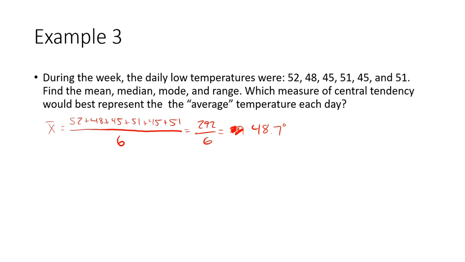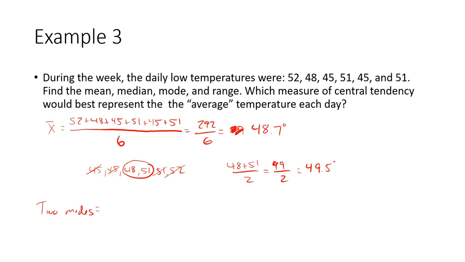The median is the number in the middle. If we list them out, we have 45, 45, 48, 51, 51, and 52. And again, because we have an even number, we're going to take the 2 numbers in the middle to find the median, add them up, and divide by 2. It gives us 99 divided by 2, which is 49.5. Now we have 2 modes, which is 45 and 51. And the range is the greatest value, 52, minus the least value, which is 45, for a range of 7 degrees.